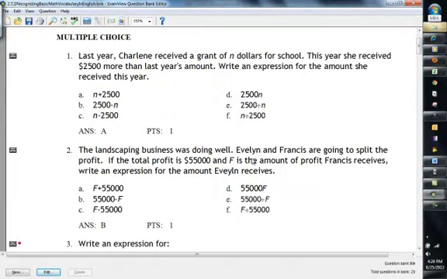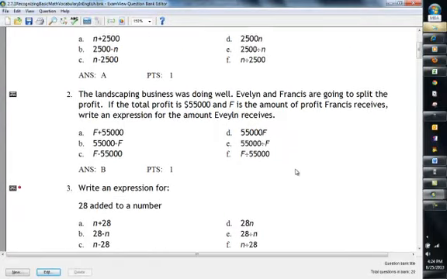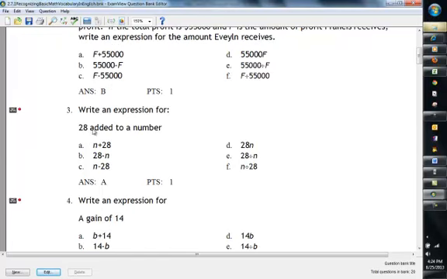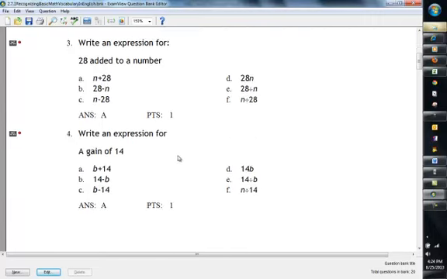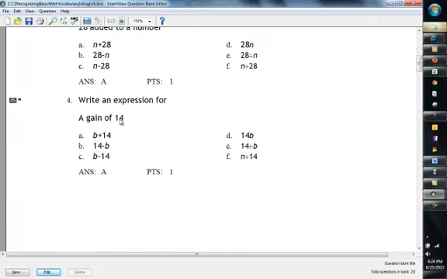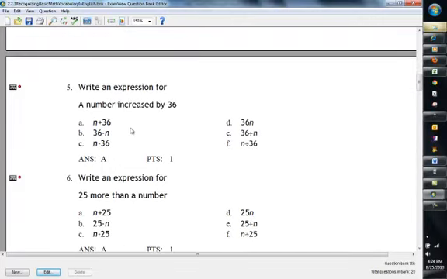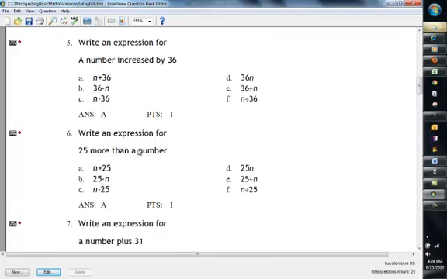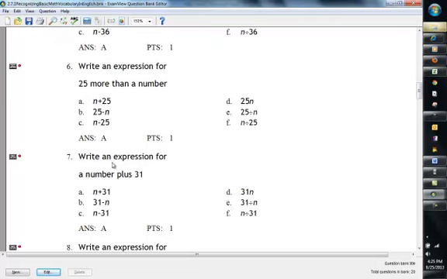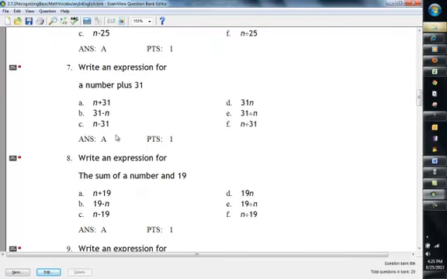Next, write an expression for 28 added to a number. You see the word to, so you're going to switch the order, and it's N plus 28. A gain of 14, so we need the letter B, B plus 14. A number increased by 36, so N plus 36. 25 more than a number, you see the word than, so that's a switch order word, number plus 25. A number plus 31, N plus 31.